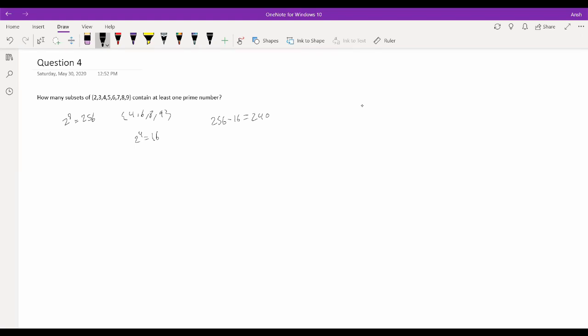And once again, this highlights the usefulness of complementary counting, as we only have to do basically one calculation for this. Well, if we had instead done casework on 1 prime, 2 primes, 3 primes, and so on, we'd have had to do a lot more cases and a lot more work.